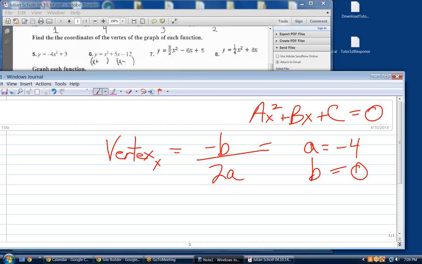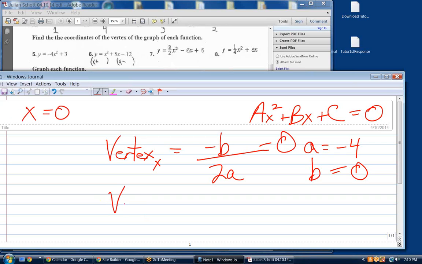0. If 0 is in the numerator, the answer is 0. Doesn't matter what's in the denominator, at least not at this level. At higher calculus, if 0 is in the denominator, then you got a problem. If you got 0 divided by 0, that's actually indeterminate. You can't figure out what that is without calculus. But if we have 0 divided by any number, it's always 0. So the x-coordinate equals 0.